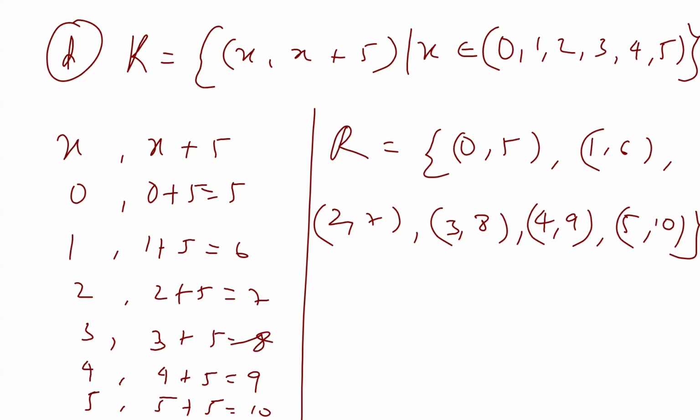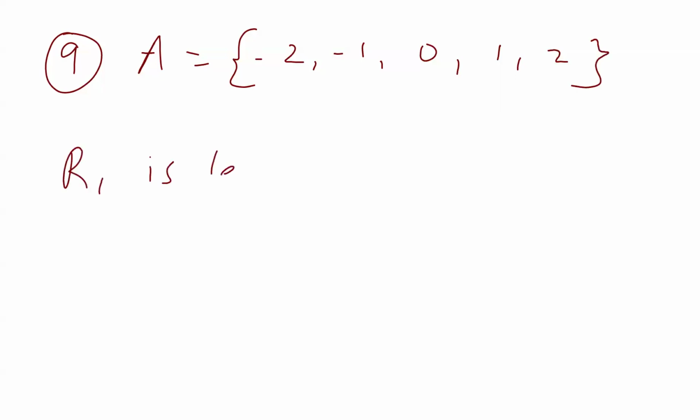Let us go to question number 9. A is -2, -1, 0, 1, and 2. R1 is a relation which is written as is less than. So the ordered pairs will be made such that x will be less than y. The first value will be lesser than the second value.